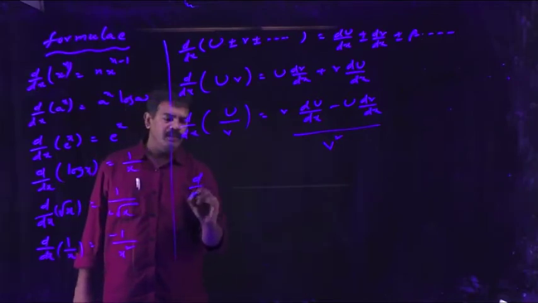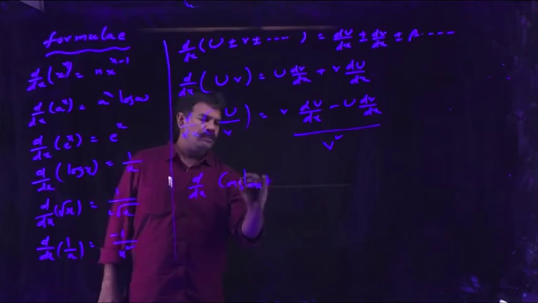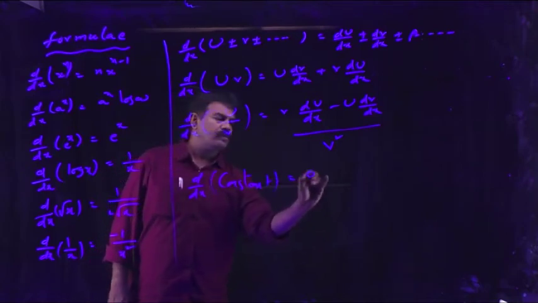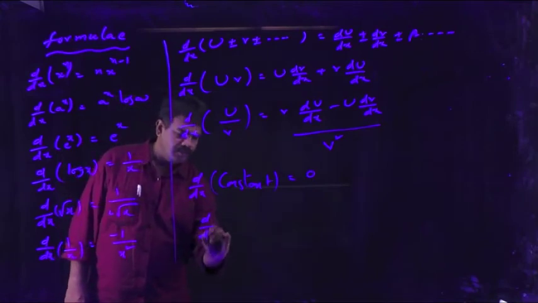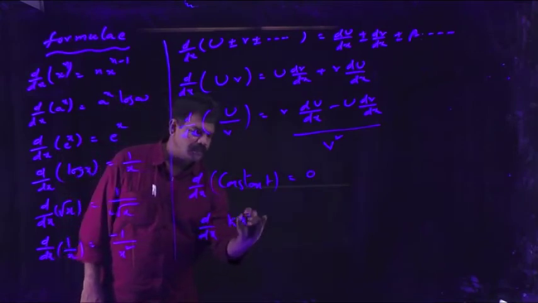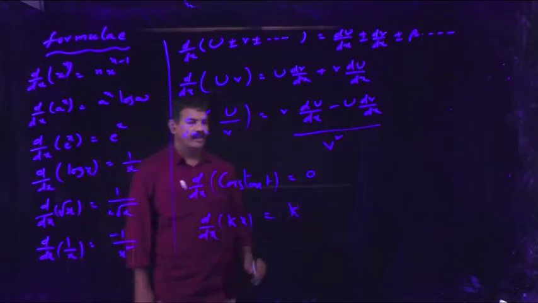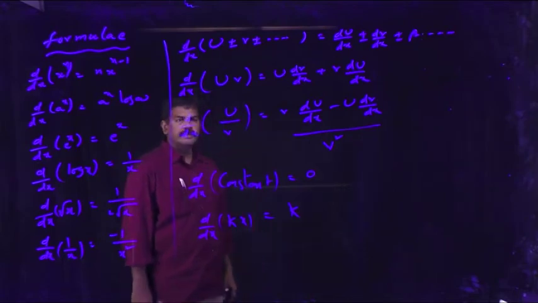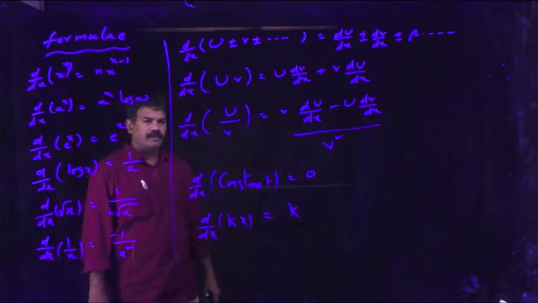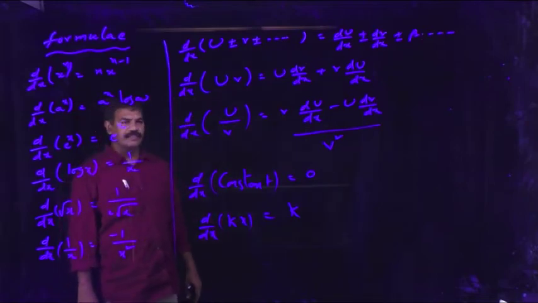d by dx of constant is equal to 0. d by dx of kx is equal to k, where k is any real number. These are the basic formulas of the differentiation.